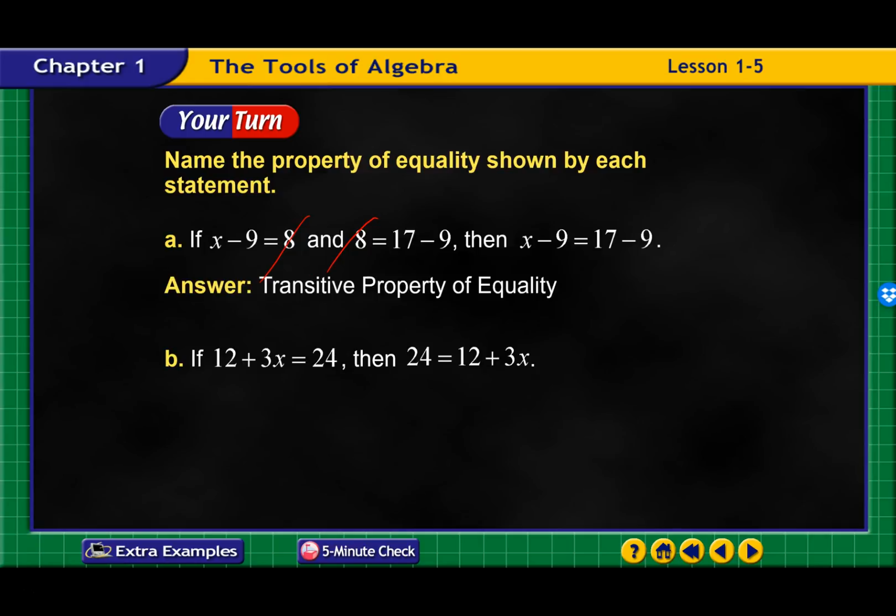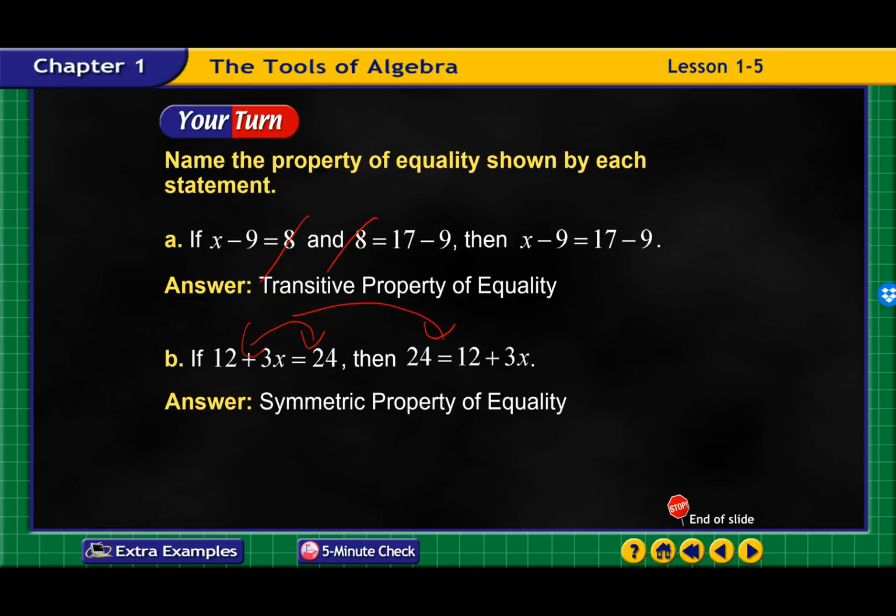Let's look at this other one here. 12 equals 3x, so it's 24, and then 24. Looks like all we did here was switch the two when we went over here. So that would be the symmetric property of equality.